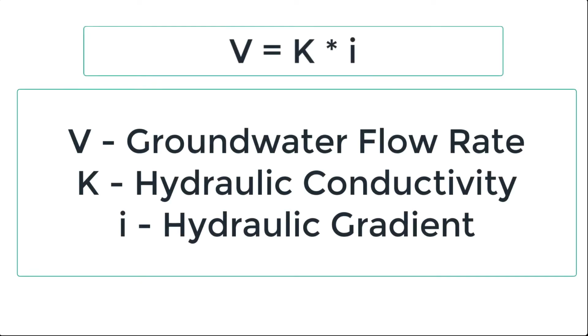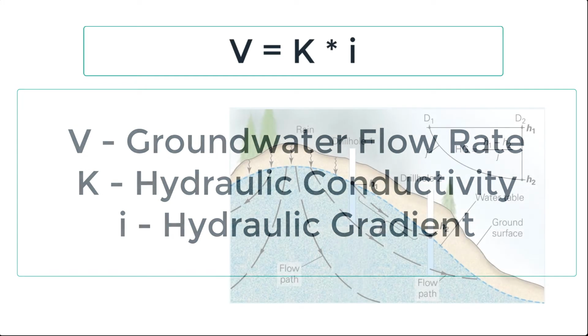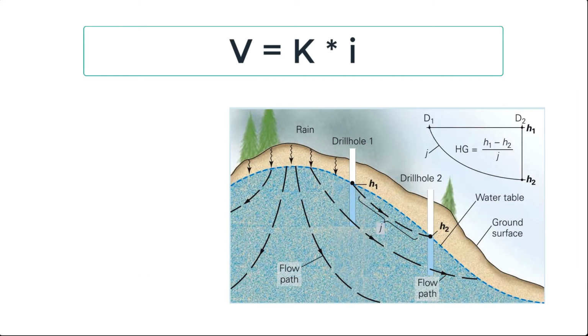Darcy's law can be written as V equals K times I, where V is the rate of the groundwater flow, K is the hydraulic conductivity, and I is the hydraulic gradient. Because of the way this equation is written, if you know at least two of the variables, you can figure out the other one.